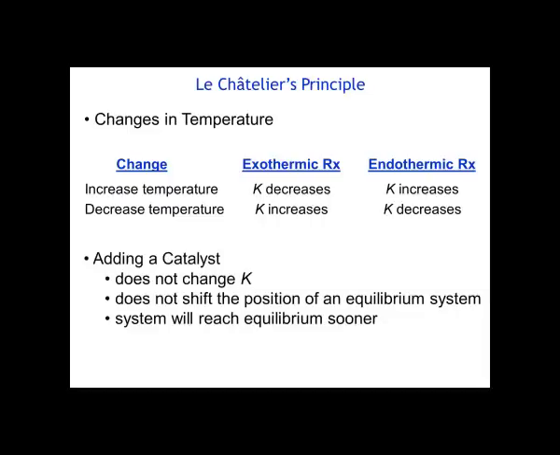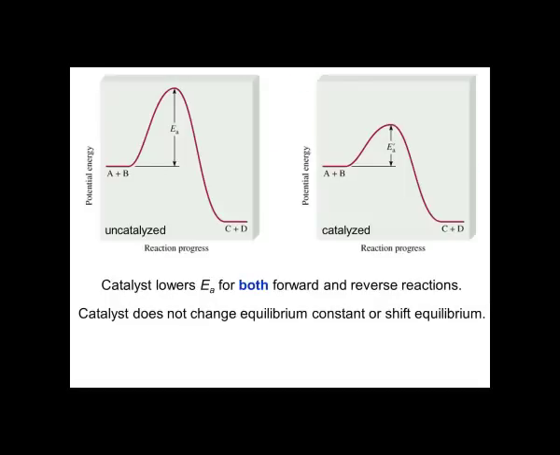Finally, adding a catalyst. Adding a catalyst does not change the value of the equilibrium constant. It does not shift the position of an equilibrium system, and the system will simply reach equilibrium sooner. Here we see the effect of adding a catalyst. The catalyst lowers the activation energy for both the forward and reverse reaction. It does not change the equilibrium constant or shift the equilibrium.